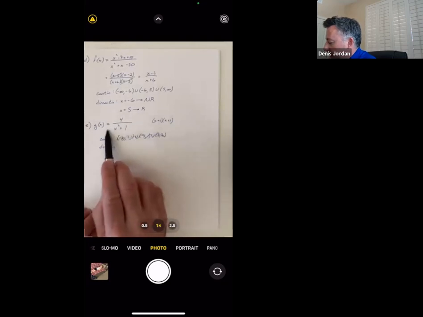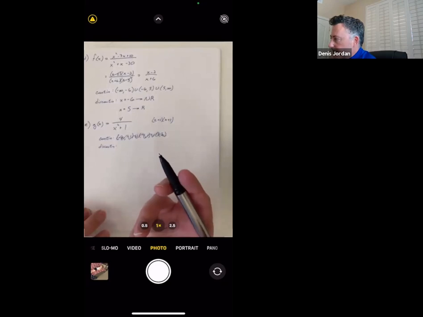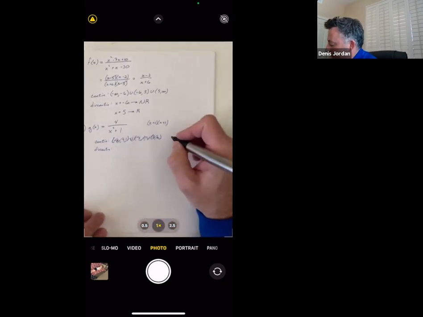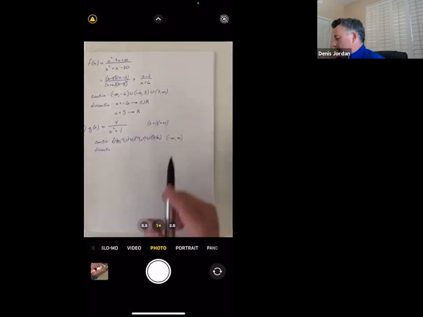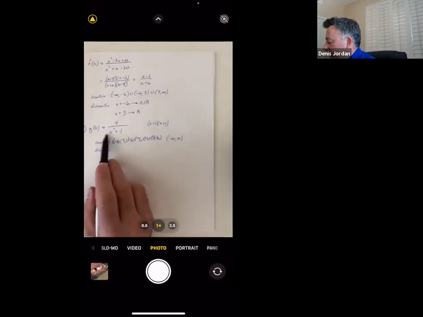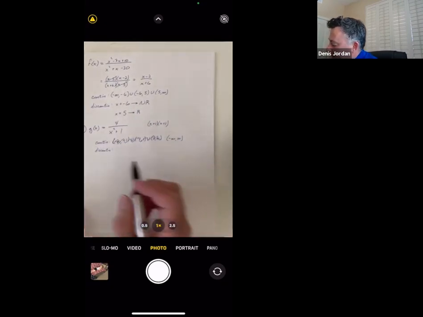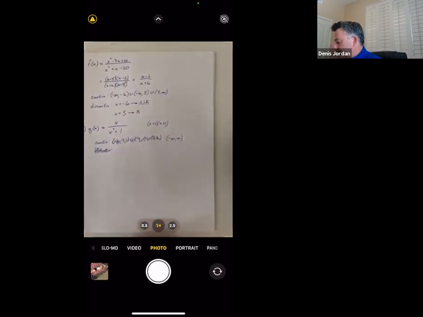So if you've got a square plus a number, that denominator is never going to be 0. So that thing is continuous everywhere. You can plug any number you want into x, and that is never going to make that denominator 0. So there's no discontinuity either.